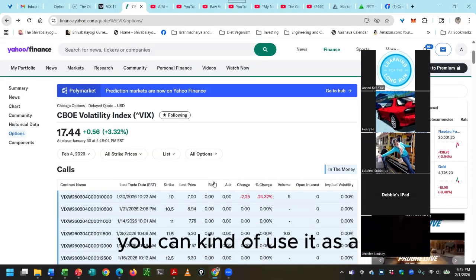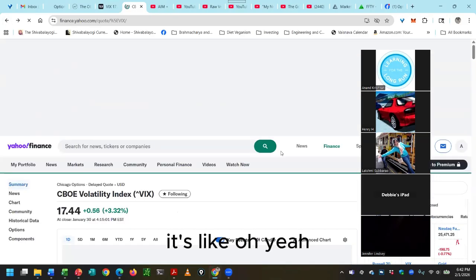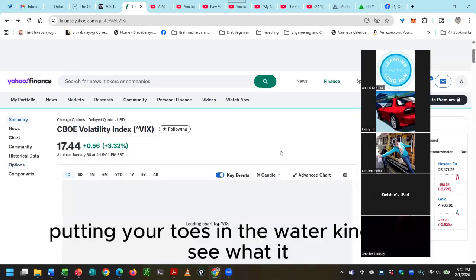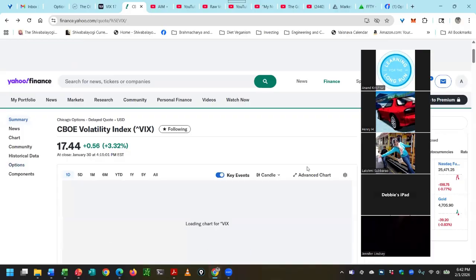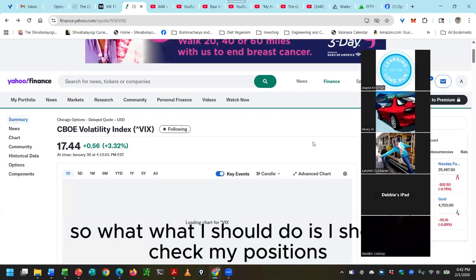Yeah, you can kind of use it as a weighing scale. Yes, the market's been going up for a while, so you put your toes in the water to see what it feels like. Exactly. And it's like, oh, people are expecting it to go down. So what should I do? Okay, what I should do is check my positions.